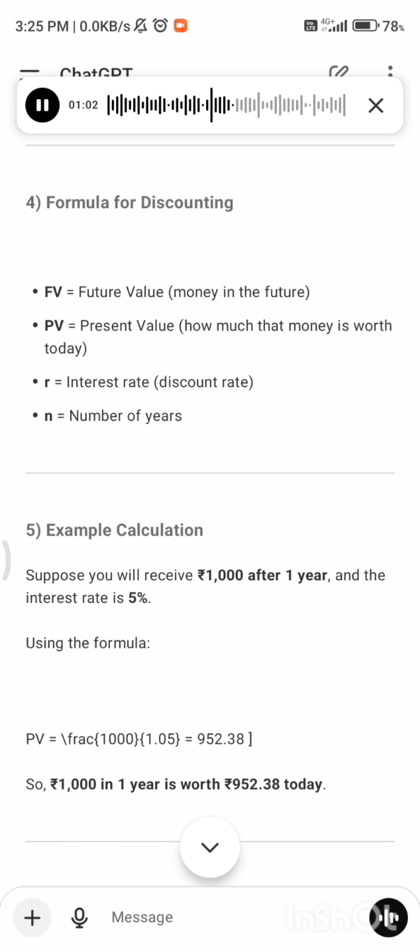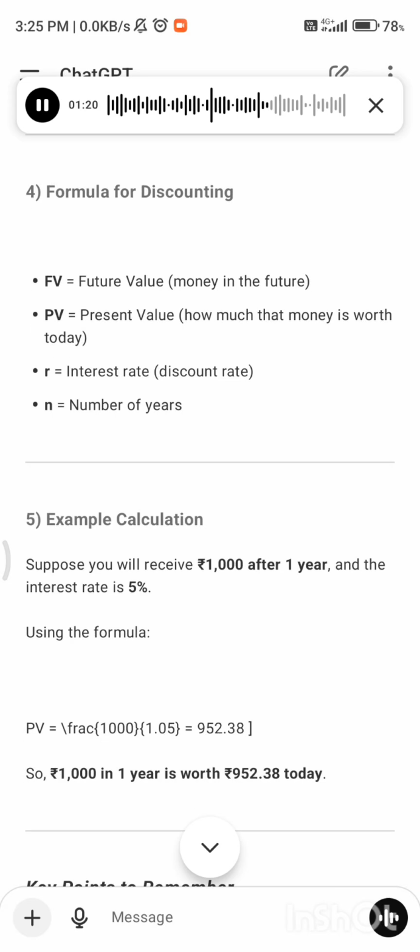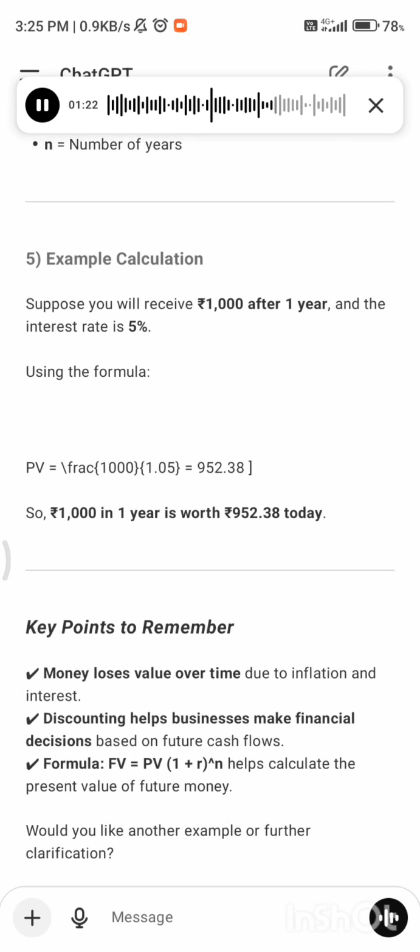4. Formula for discounting. FV equals PV(1 plus R)^N, where FV equals future value, money in the future. PV equals present value, how much that money is worth today. R equals interest rate, discount rate, N equals number of years. 5. Example calculation. Suppose you will receive 1,000 after 1 year and the interest rate is 5%. Using the formula, PV equals 1,000 divided by (1 plus 0.05)^1, PV equals 1,000 divided by 1.05 equals 952.38. So if you know 1,000 in 1 year is worth 952.38 today.